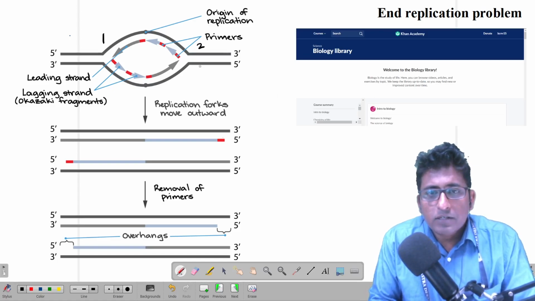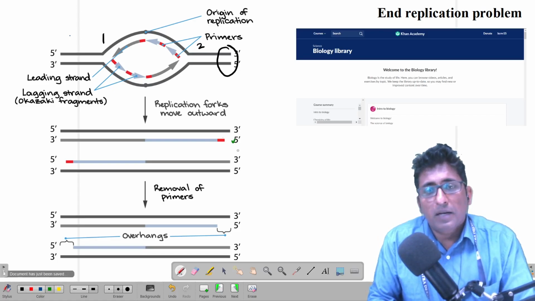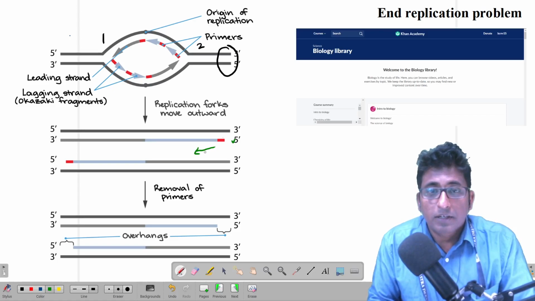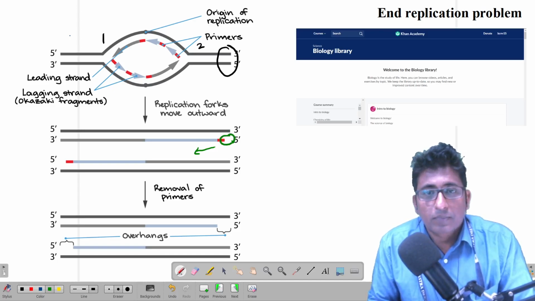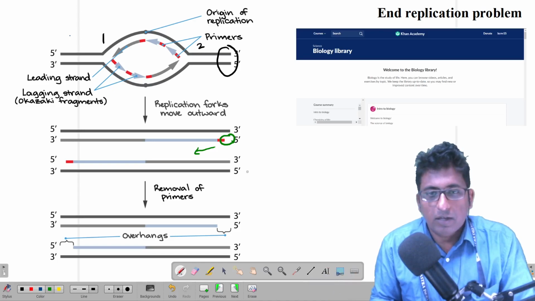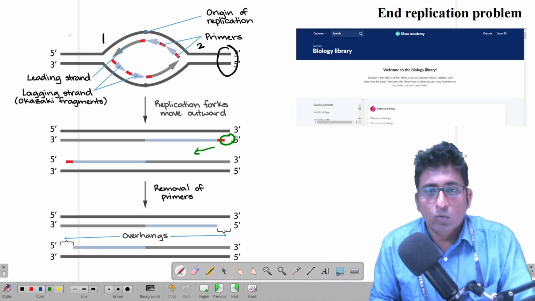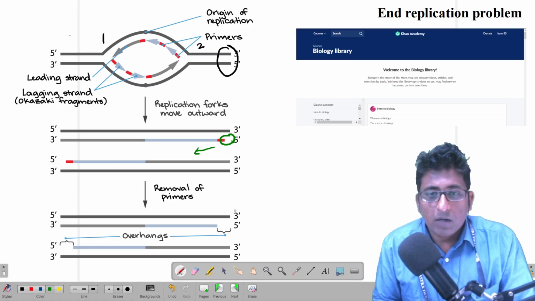As the replication is happening, at the last stage, around here, a small primer would have been synthesized, and then DNA polymerase epsilon would have synthesized DNA. This RNA primer would be removed by DNA polymerase 1, say for example, or in eukaryotes, an RNase-like homologous enzyme would remove the RNA primer. But now this gap cannot be filled by anything.